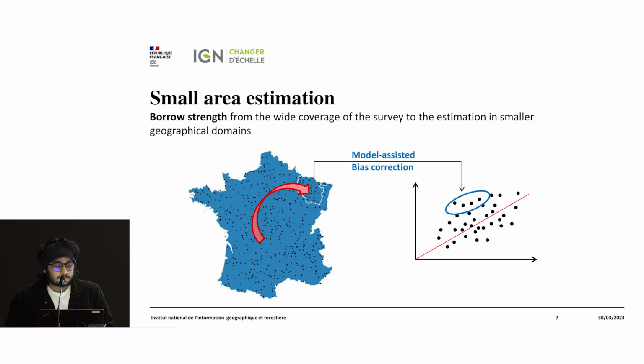So from small area comes the term small area estimation. Small area estimation is basically borrowing strength from the wide coverage of the survey to the estimation in small geographical domains. So here we have used our NFI plots from all the other areas to correct the bias in this white border area, which is our area of interest.